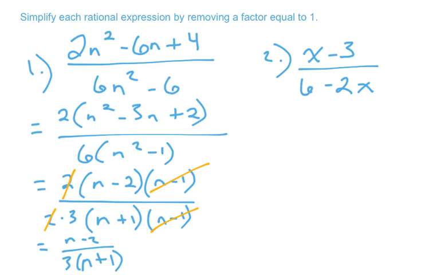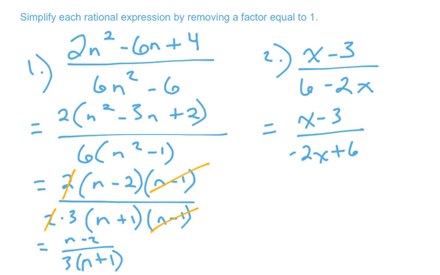And then in number 2, the numerator is already factored. However, the denominator, we see that we have a common factor of 2, and it's also written in the wrong order. So we're going to rewrite it in descending order. So I'm going to rewrite this as negative 2x plus 6. Now we'll see that, let's write this a little bit nicer.